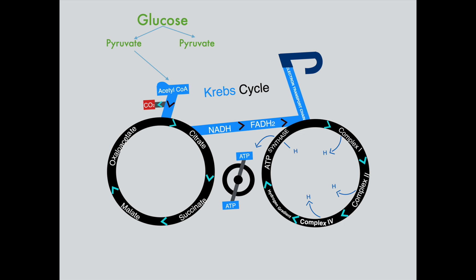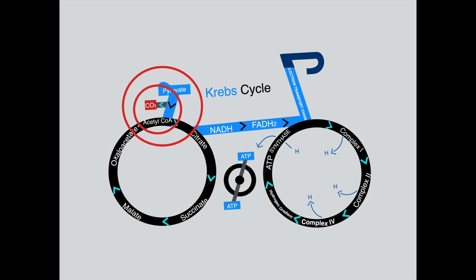So pyruvate goes through a series of reactions where that 3-carbon molecule gets turned into a 2-carbon molecule called acetyl-CoA, acetylcoenzyme A. And that 2-carbon molecule, so we had 3 previously, right? So that 3rd carbon molecule gets released as carbon dioxide. And that's one of the waste products of cellular respiration, if you recall.